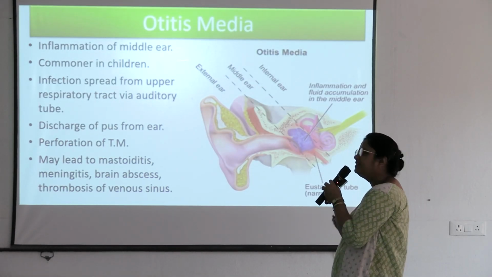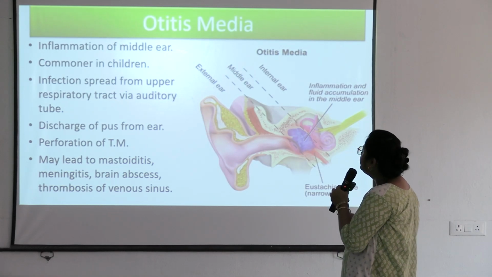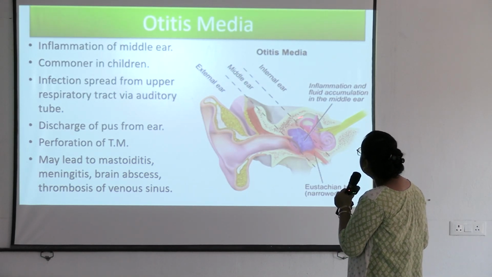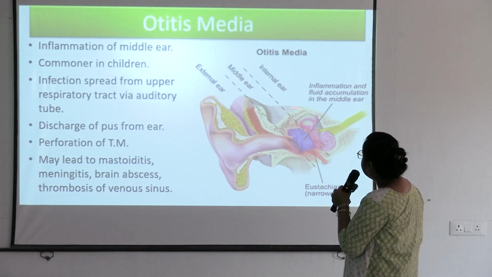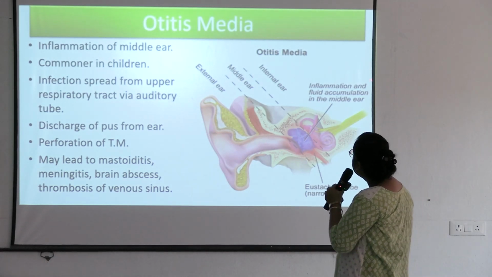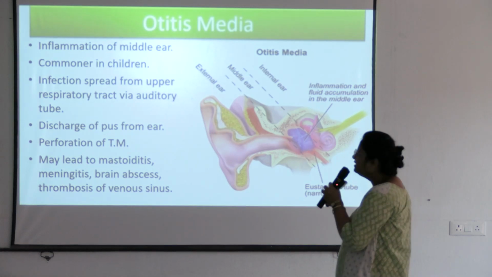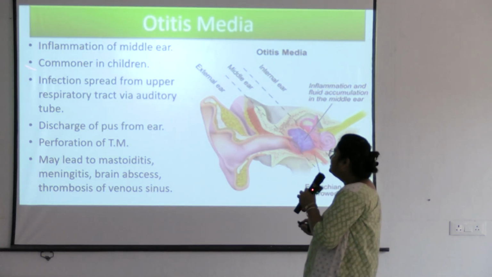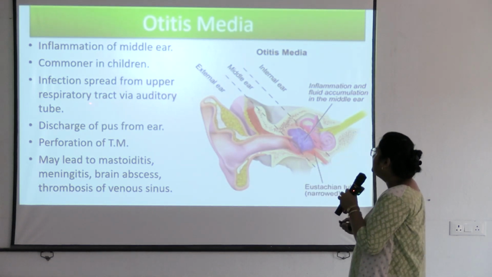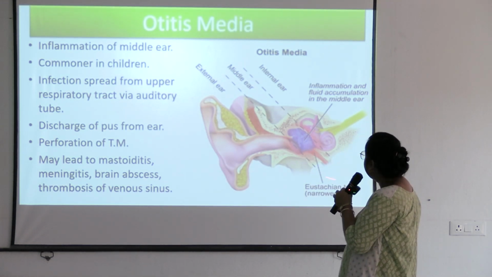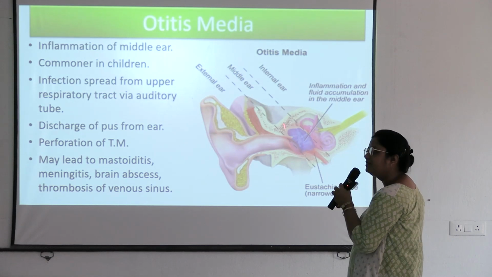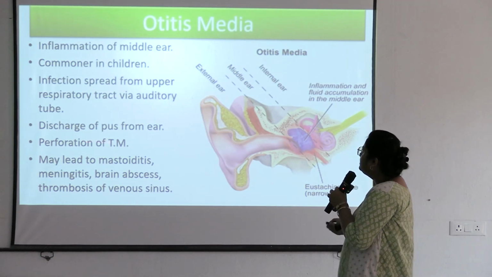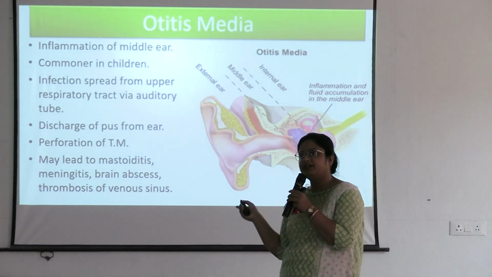So first, otitis media. Otitis media is inflammation of the middle ear. See here, this is external ear, middle ear, internal ear. In the middle ear there is pus collection due to inflammation and fluid accumulation. It is commoner in children, and infection spreads from the upper respiratory tract via the auditory tube. This is the eustachian tube, and infection spreads from the pharynx.